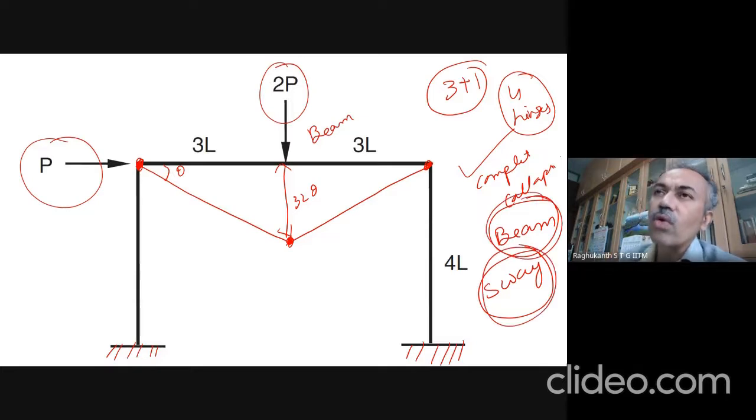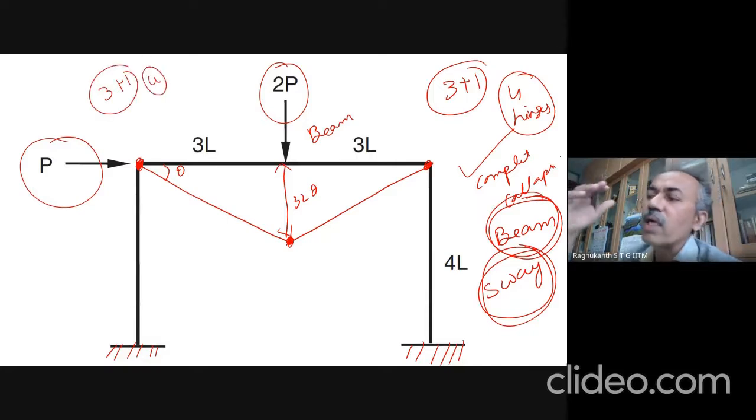One more important thing is, for a beam mechanism to happen, generally three hinges are sufficient. But for this portal frame, because both the ends are fixed, the redundancy is three. So three plus one means four hinges are required. But for the beam mechanism, three hinges are sufficient. It is like a partial collapse, you can say. Now for the sway mechanism, all four are required. That is a complete collapse itself. So now let us calculate for both the mechanisms.